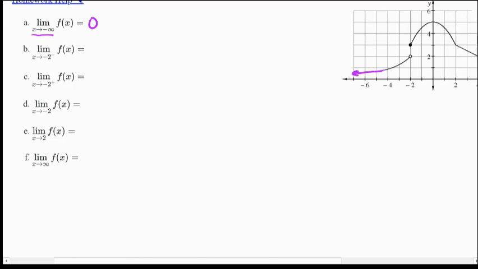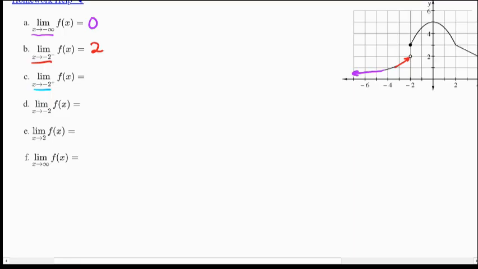For the second one, we have x approaching -2 with a little minus sign, which means from the left side. So on the left side of -2, we approach it, and we see that it is pointing towards the y value of 2. And so that tells us the limit is equal to 2.